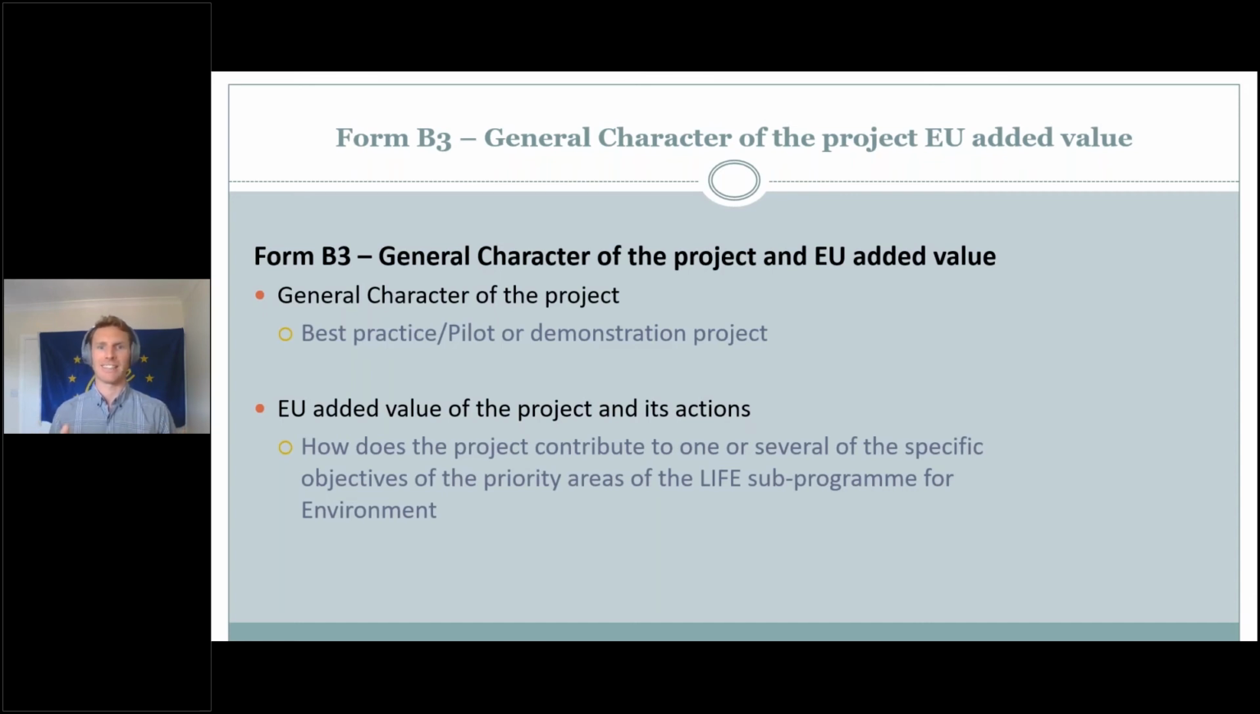EU added value of the project and its actions. Please clarify how the project contributes to one or several of the specific objectives of the priority areas of the LIFE sub-programme for environment. These are set out in Articles 10, 11 and 12 of the LIFE regulation. Please also clarify how the project will contribute to the implementation, updating and development of European Union environmental policy and legislation. Your project will need to clearly state why action needs to be taken on an EU scale. Therefore, you need to know the scale of the problem at your site, region, national, but also across the EU to demonstrate how the project links to the EU environmental policy.